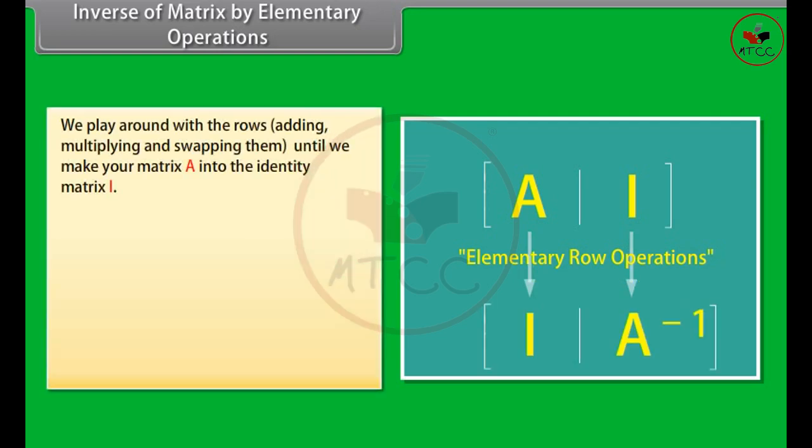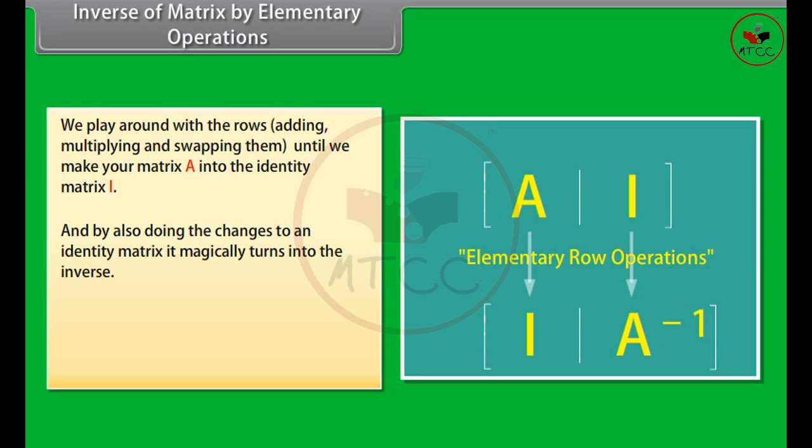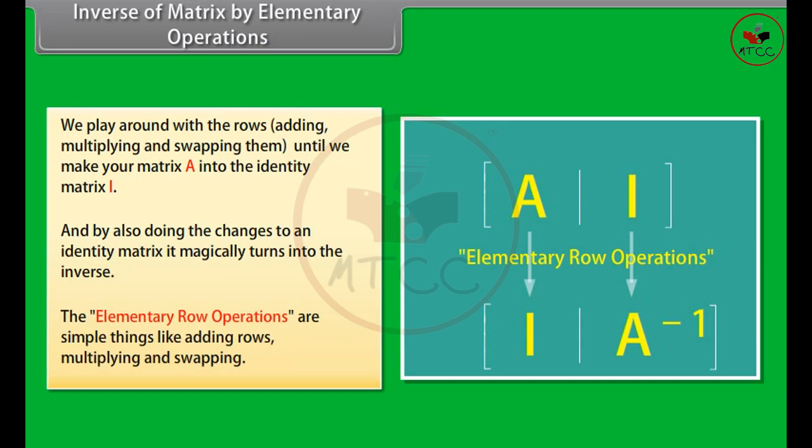We play around with the rows, adding, multiplying and swapping them until we make our matrix A into the identity matrix I. And by also doing the changes to an identity matrix, it magically turns into the inverse. The elementary row operations are simple things like adding rows, multiplying and swapping. Let us go through an example in the next screen.